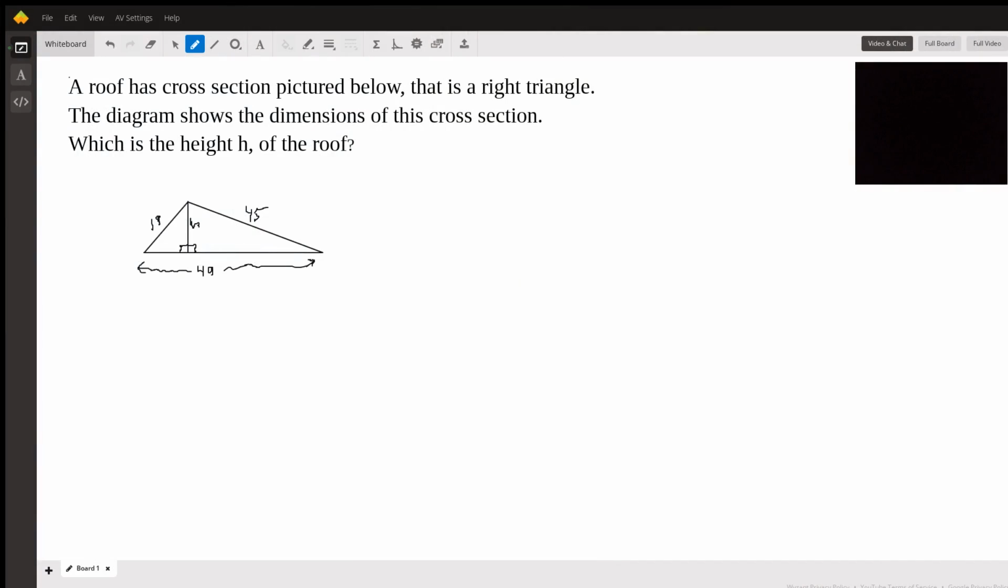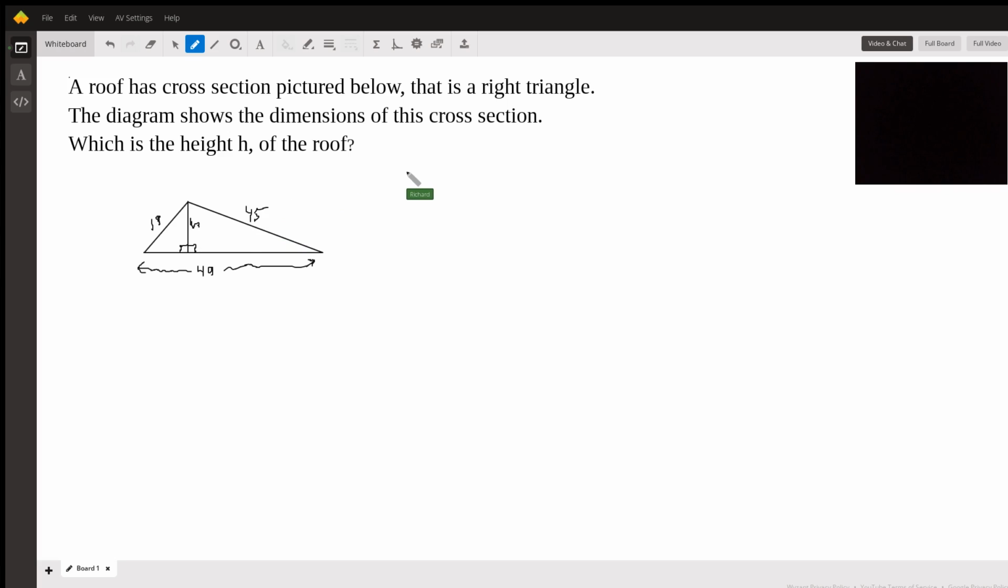I'm a math tutor here at Wyzant, solving a problem submitted by a student. This is a roof of a house, and they want to know the height of the roof. The full width of the house is 49, and these dimensions are the two edges of the roof, and they want to know the height.